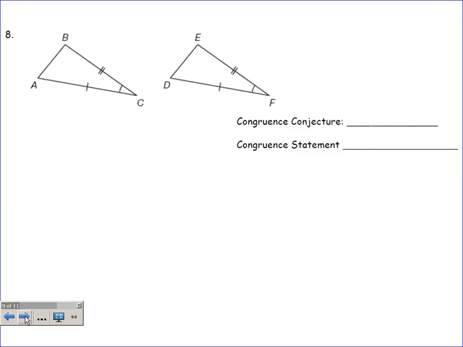Okay. Can we prove these two triangles congruent? Yeah, how? Side, angle, side. It's one side here, the included angle, and the other side, like that. Congruency statement. First one, please.